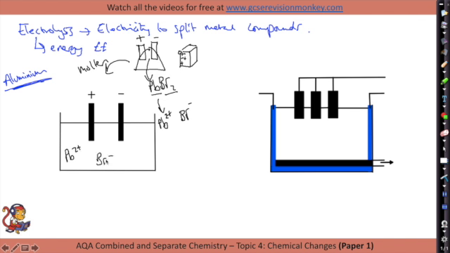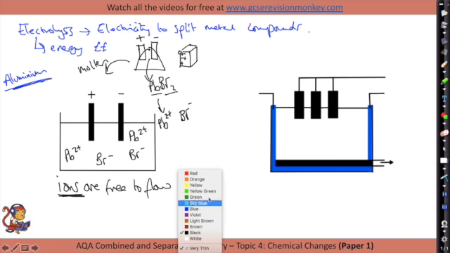So the bromide ions and the lead ions can then move around and conduct electricity because they are moving charges. This is not talking about electrons flowing in this liquid here. We are talking about ions that are free to flow. So please don't write electrons. Make sure you're talking about ions. This liquid here is called the electrolyte.